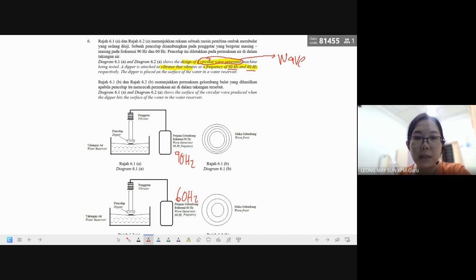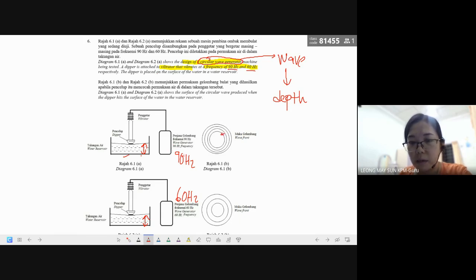The dipper is placed on the surface of the water of a water reservoir. Diagram 6.1a and 6.2a show the surface of the circular wave produced when the dipper hits the surface of the water. As you can see, you can try to measure the water level. The water level looks the same to me. My habit in exam, when it's talking about wave relating to water, is that the first thing you need to know is that the depth of water can affect it. But here, the depth is the same. What they change is actually the frequency. So when the frequency changes, this is the wavefront.